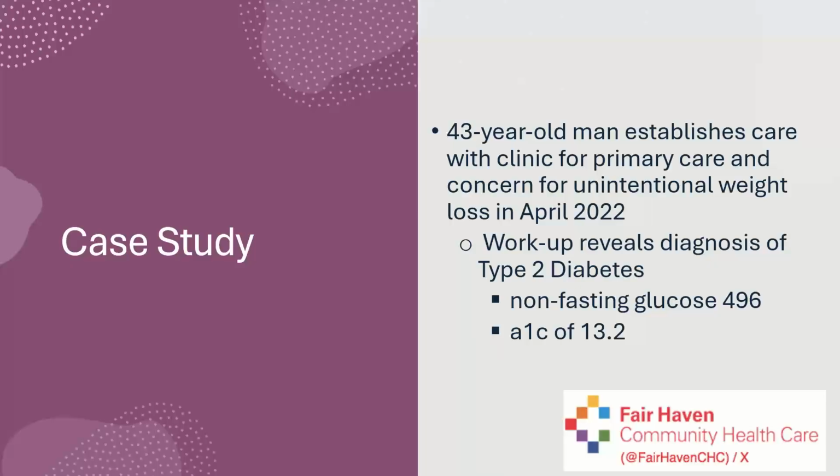So now let's take a look at our patient here and how we applied team-based whole person care to them. So this is a 43-year-old man establishing care with a clinic for primary care and a concern for unintentional weight loss in April of 2022. The workup revealed a diagnosis of type 2 diabetes with a non-fasting glucose of 496 and an A1C of 13.2.